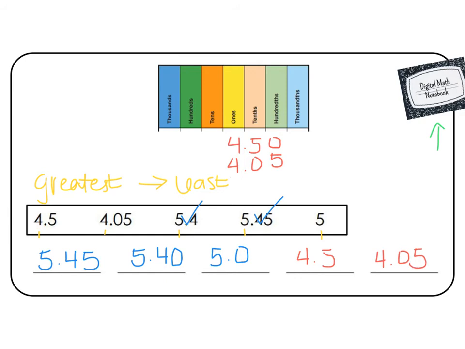4.05. So we're taking what we learned about ordering decimals and applying it to multiple numbers to be able to put them in order from greatest to least or least to greatest. Great job, 5th graders. Pause now to type these into your digital math notebooks.